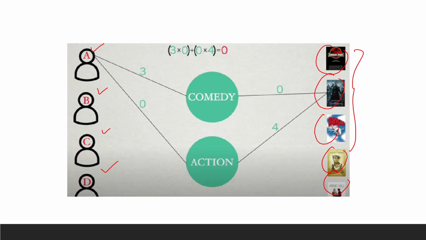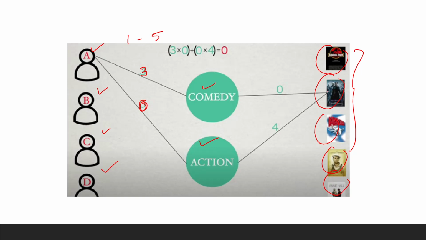Now let's say that person A. These numbers on the arrows are a magnitude, I'll tell you what exactly. Person A and comedy, on a scale of 1 to 5: how much does person A like comedy? Person A likes comedy at 3, but for action, it's only 0. Now let's go over here on this side.